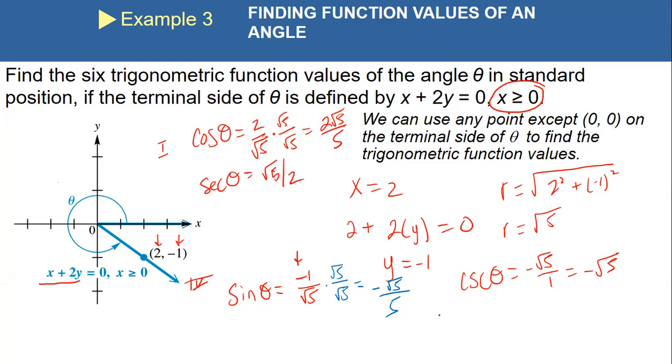Tan has no problem, right? Tan is good to go. Tan theta, what's our y over x? And then cotangent theta, what's our x over our y? Which just equals -2. Okay, that's the add-on: when we have a square root, we have to rationalize. And all you're doing is multiplying the numerator and denominator by that square root. Okay.